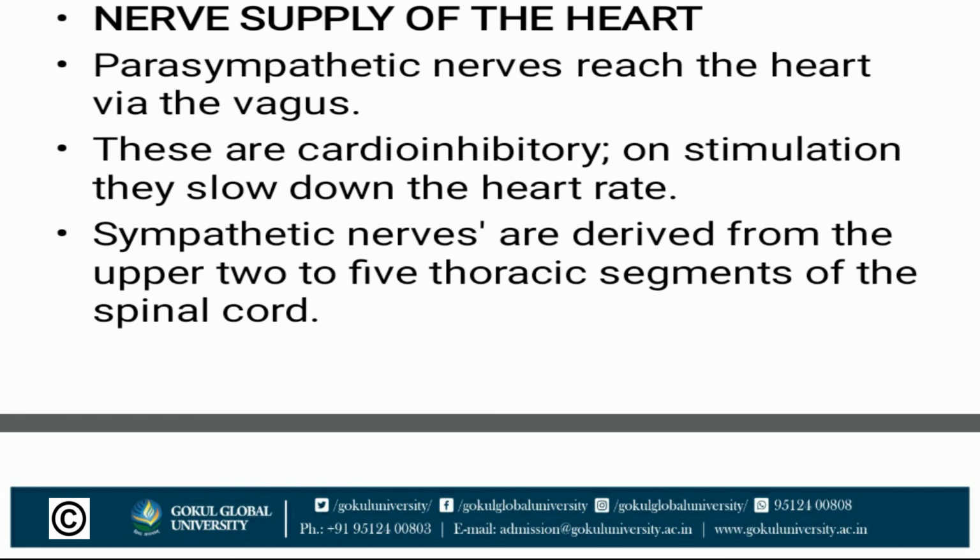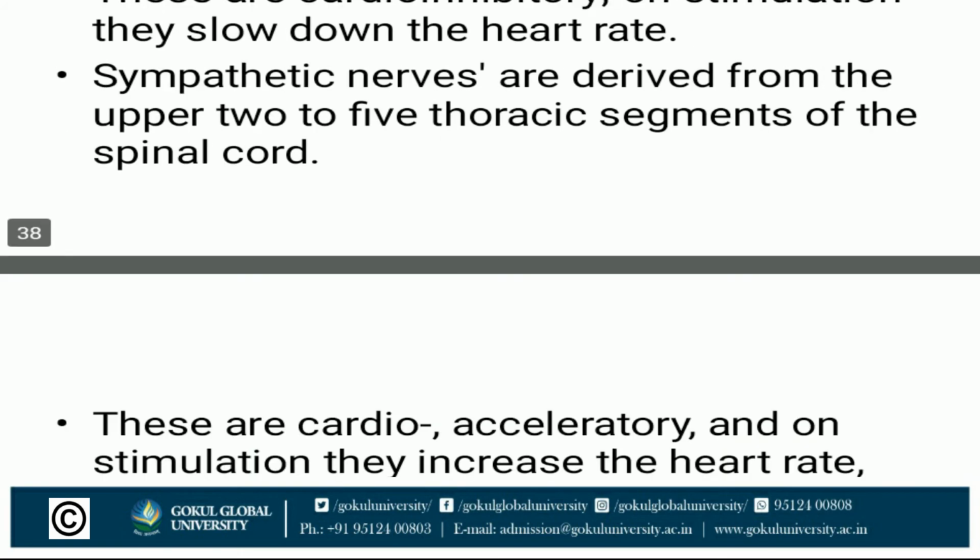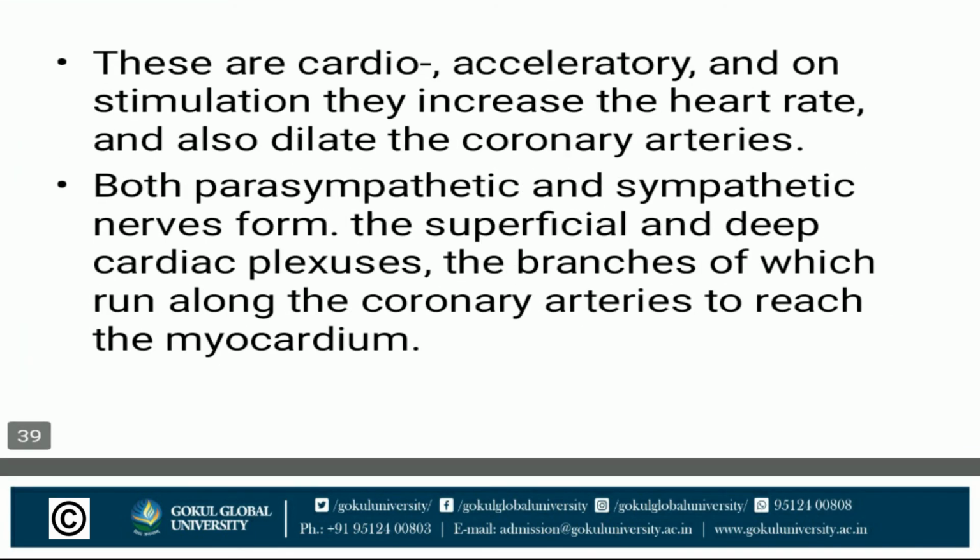Now we will discuss the nerve supply of the heart. Parasympathetic nerves reach the heart via the vagus. These are cardio-inhibitory, and on stimulation they slow down the heart rate. Sympathetic nerves are derived from the upper 2 to 5 thoracic segments of the spinal cord. These are cardio-acceleratory, and on stimulation they increase the heart rate and also dilate the coronary arteries.